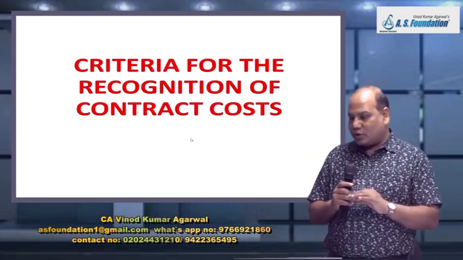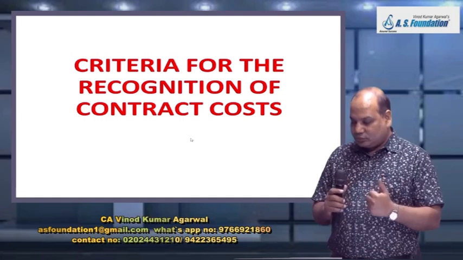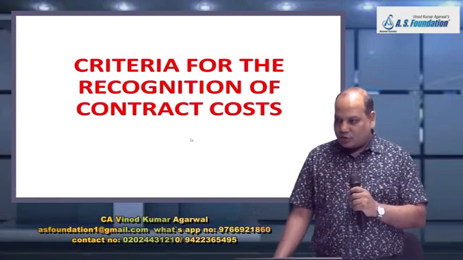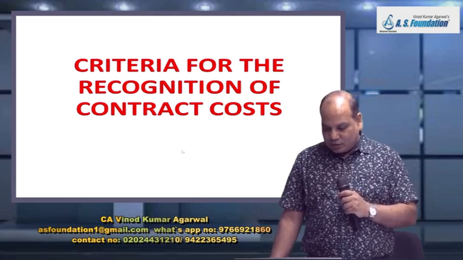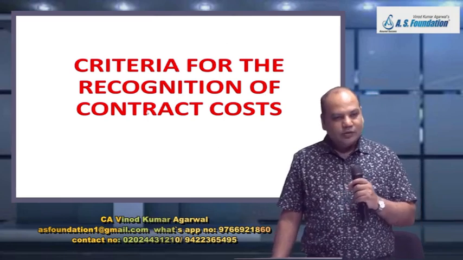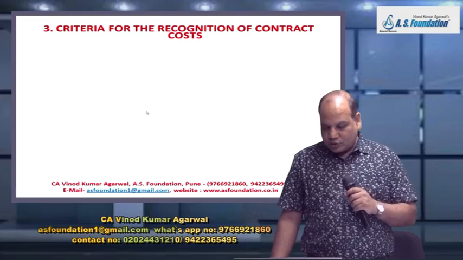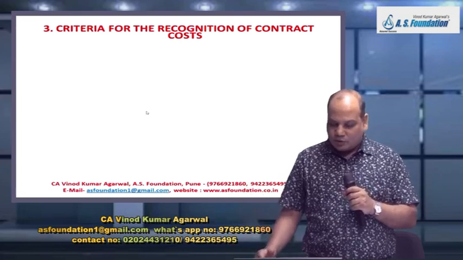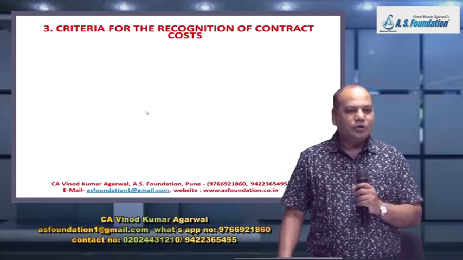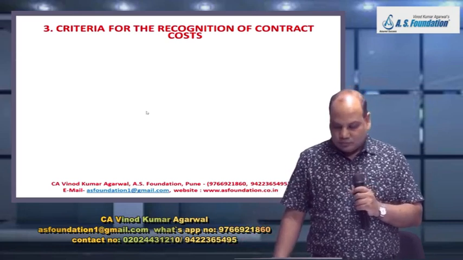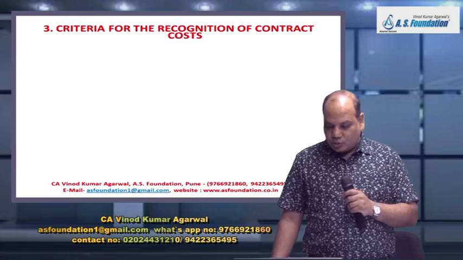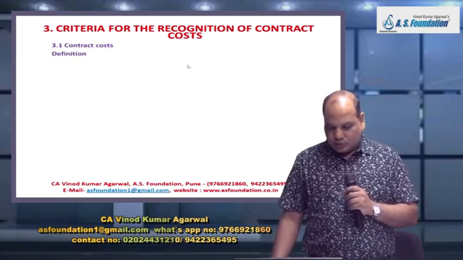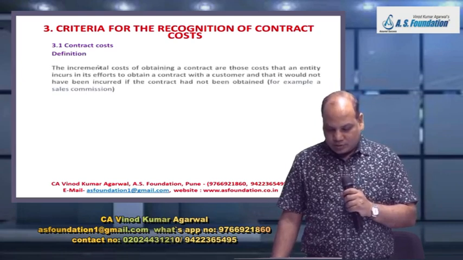Earlier there were 2 standards. There were some interpretations also. All these have been merged into one. How do contractors recognize revenue? Now it is not just construction of a fixed asset like land or like a building, flyover. It can be any such long-term contracts. What would be included in contract cost?